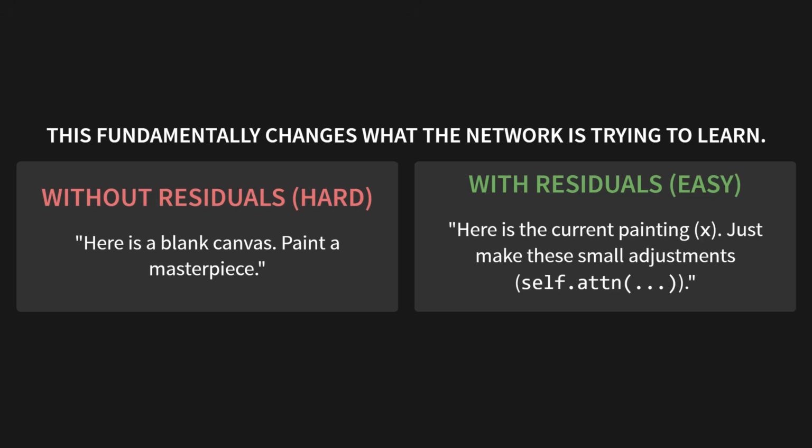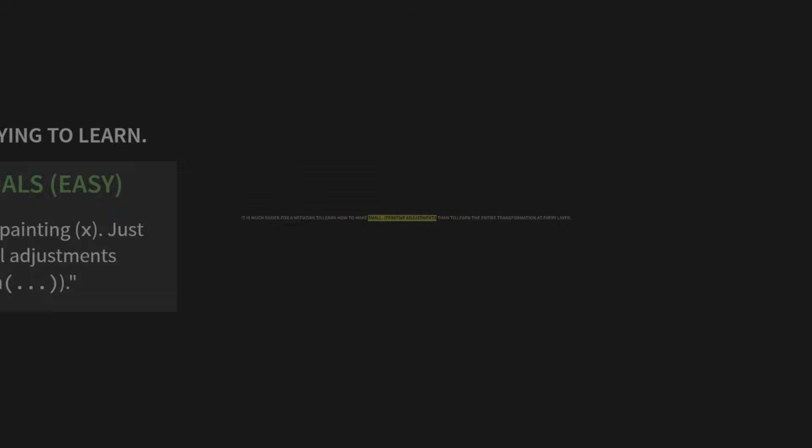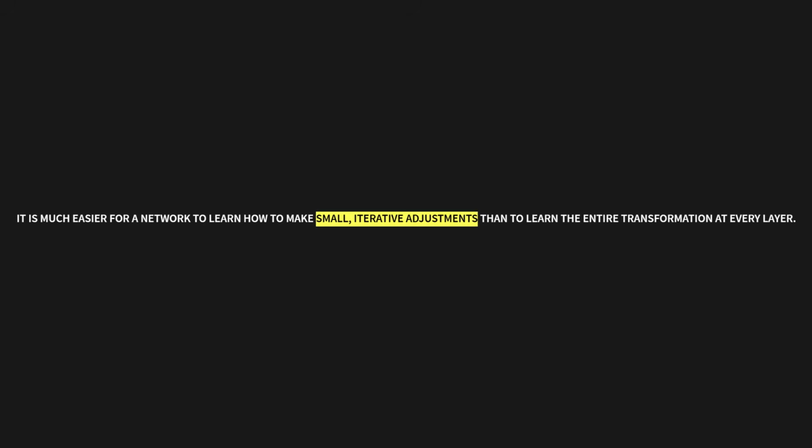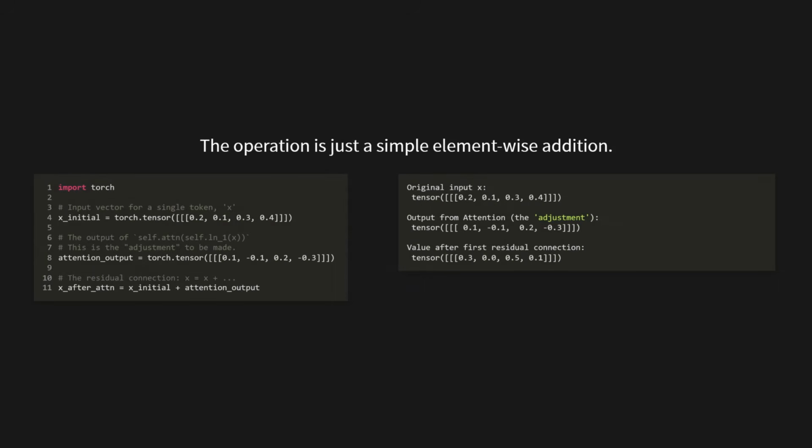You're saying, here is the current painting, which is X. Now, just make these small adjustments, which is the output of self.attn. It is so much easier for a network to learn how to make small iterative adjustments than it is to learn the entire transformation from scratch at every single layer. Let's do a walkthrough with numbers to see just how simple this is. The operation is just a simple element-wise addition.